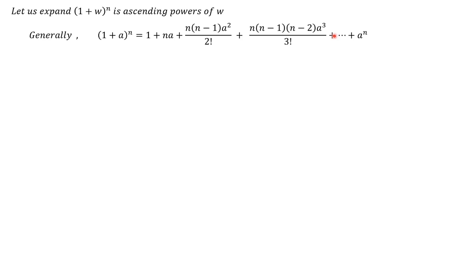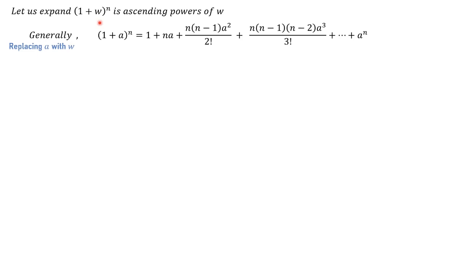plus and so on, up to a raised to the power n. This is what we are going to use, because this identity is actually resembling the same thing as this binomial expansion which we want to do. That is, we are going to apply this binomial expansion expression to this 1 plus omega raised to the power n.